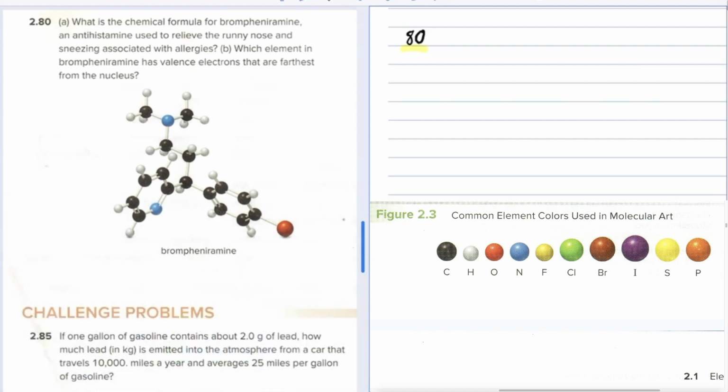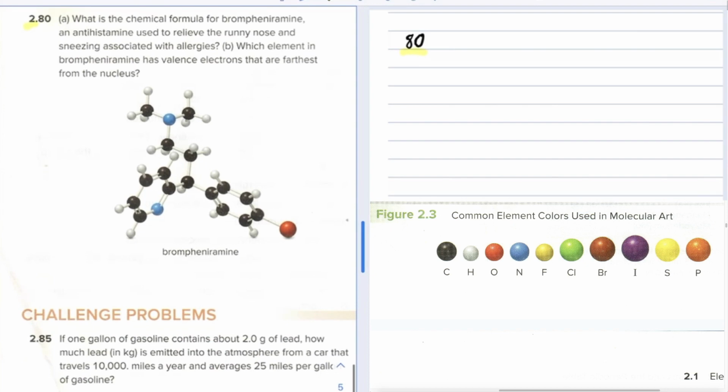Okay, 8A shows us a picture of a molecule. This is called the ball and stick representation of the molecule. And this molecule is called brompheniramine.